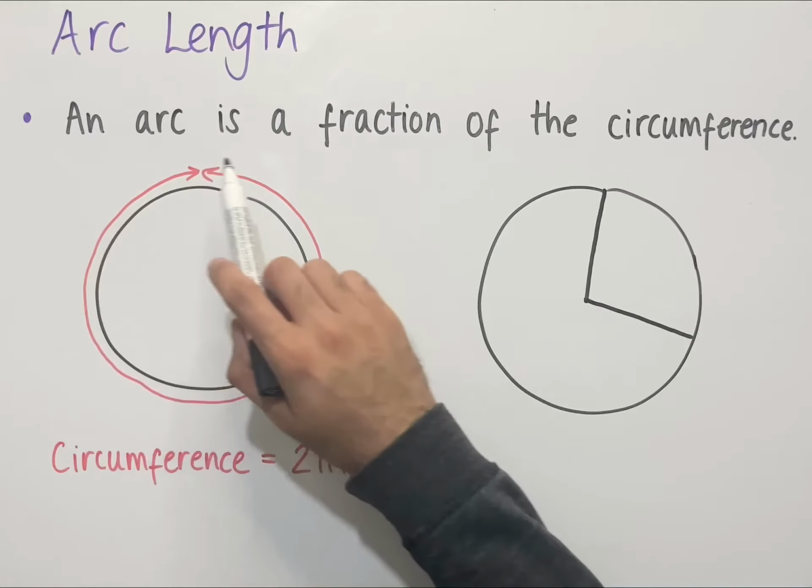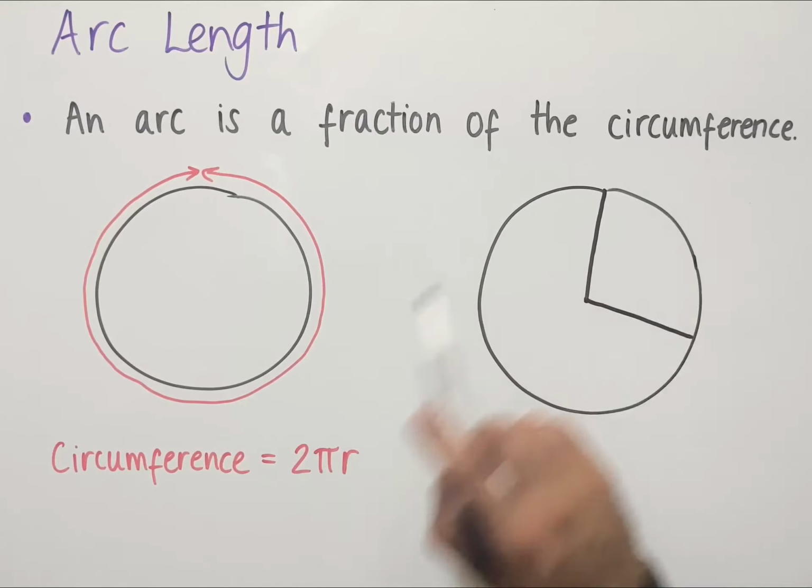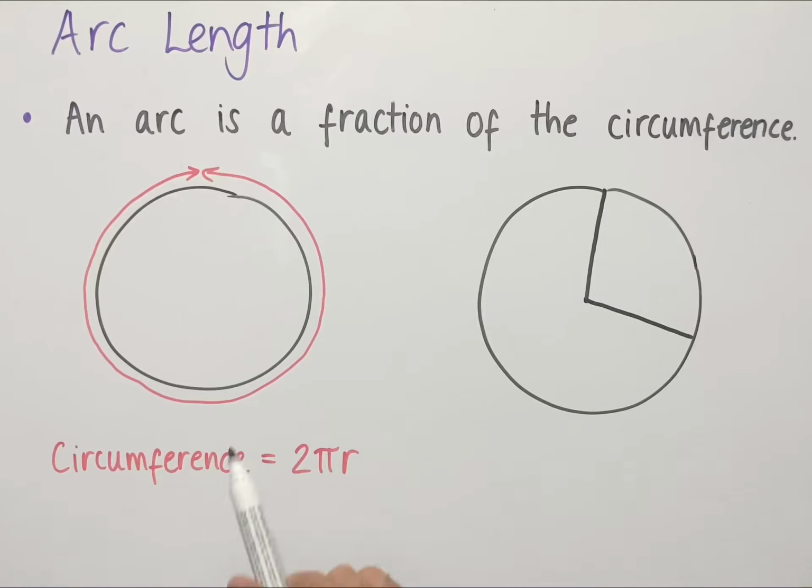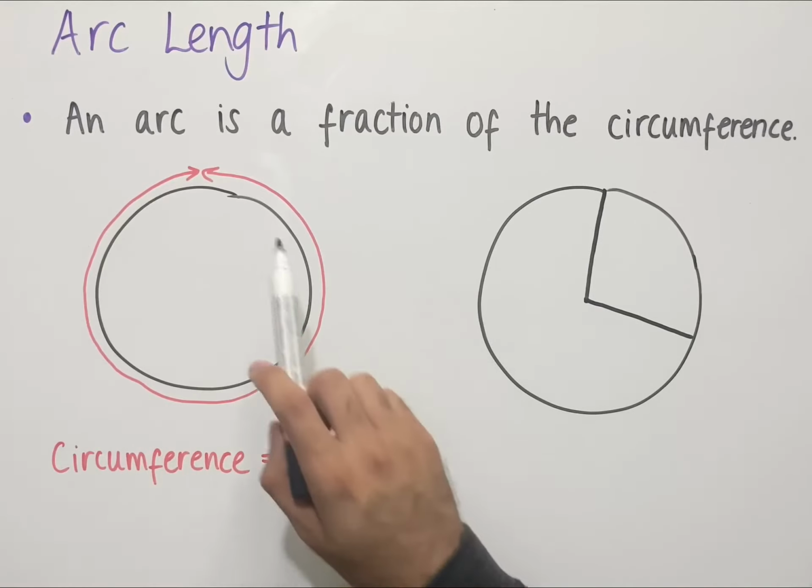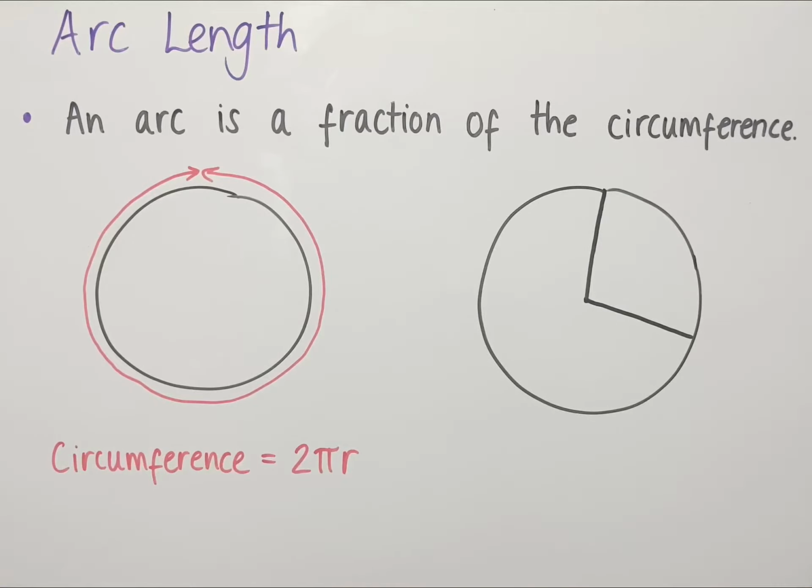So an arc is a fraction of the circumference of a circle. In this case, we've got a circle and we know that the circumference of the circle is given by 2 pi r. Now, if we wanted to work out the arc length of an arc, then we would do it in the following way.